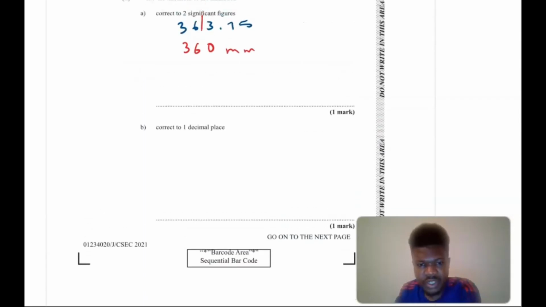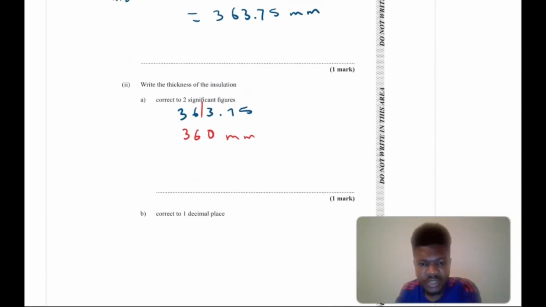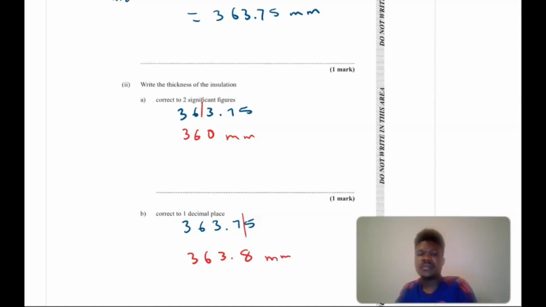And the same to one decimal place. Now they want it to one decimal place. So again, we can even write it back. 363.75. The first decimal place is a 7. The digit after is 5, so we can round up here. It'll be 363.8 millimeters. And that's it for this part.